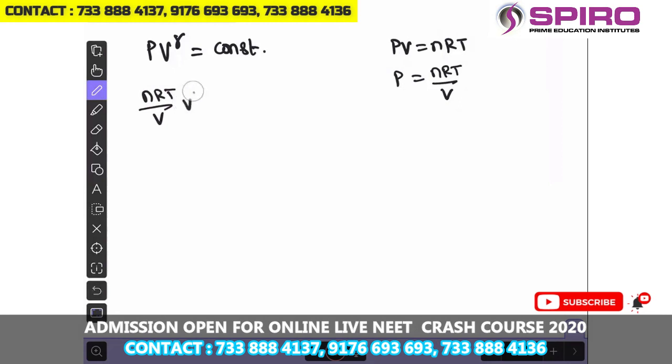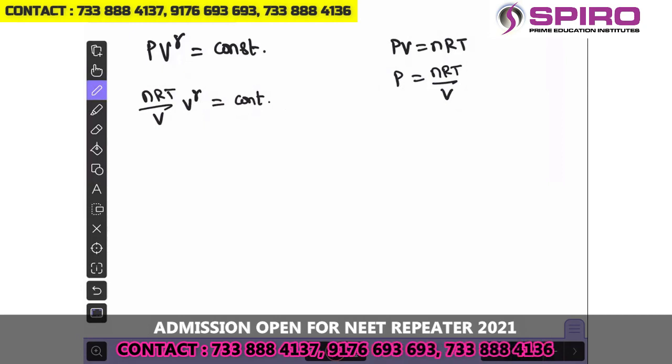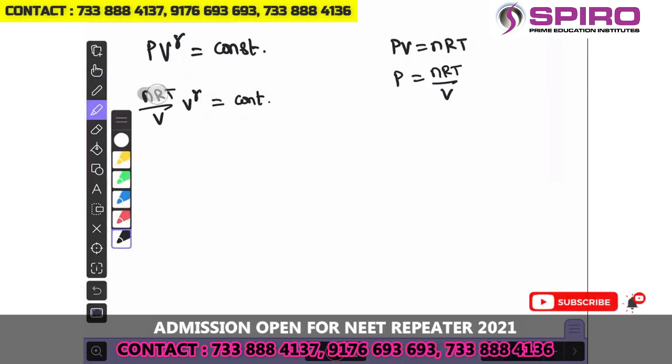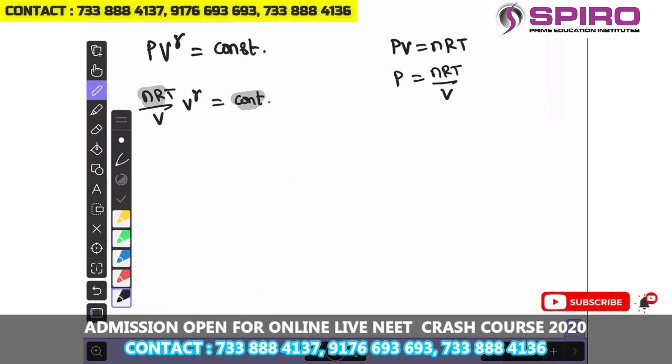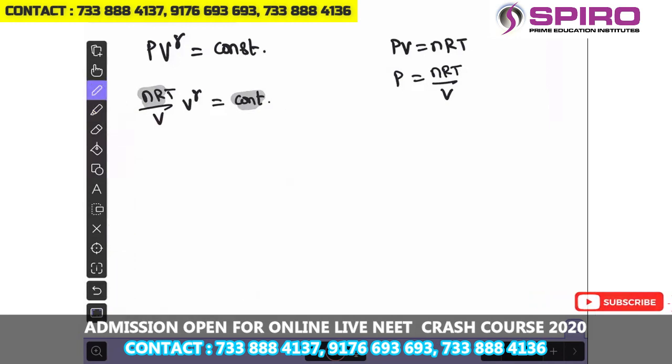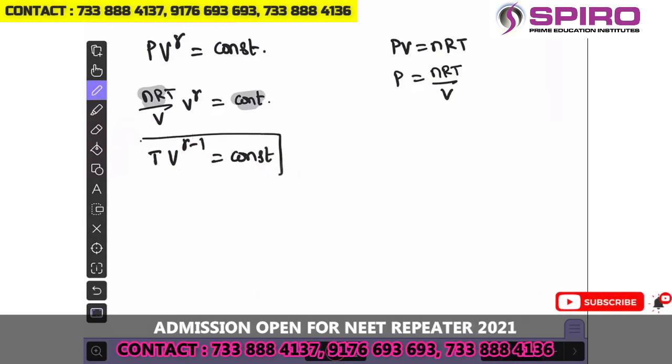into V power gamma is constant, right? The n and R are taken to be constant, and let this constant be mixed up with the other constant. Now the equation can be remodified and written as T into V power gamma minus 1 equal to constant. Okay, it is another form of the adiabatic equation.